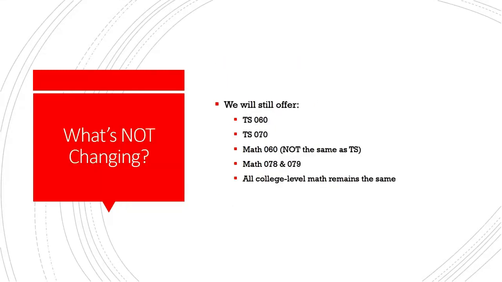So what is not changing? We're still going to offer within Transitional Studies a TS 60, which goes basically over whole numbers and some fractions and decimals, and then TS 70, which goes into more detail on fractions, decimals, percents, ratios, as well as more. Math 60 is not going away. That's cosmetology math. That is not the same as TS 60. And then our Math 78, 79 lab math classes, those are not going away either. And of course, all of our college level math will still be in existence.